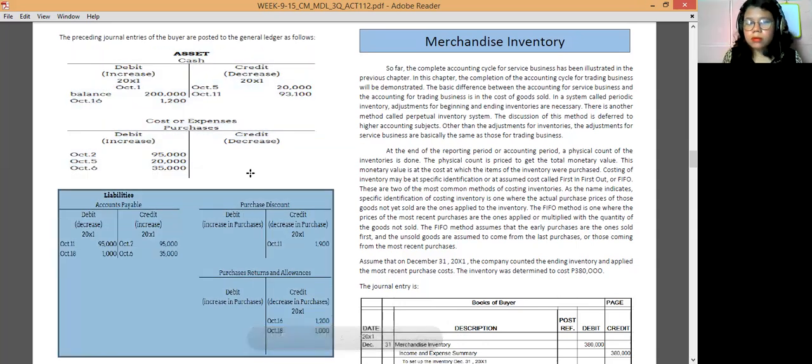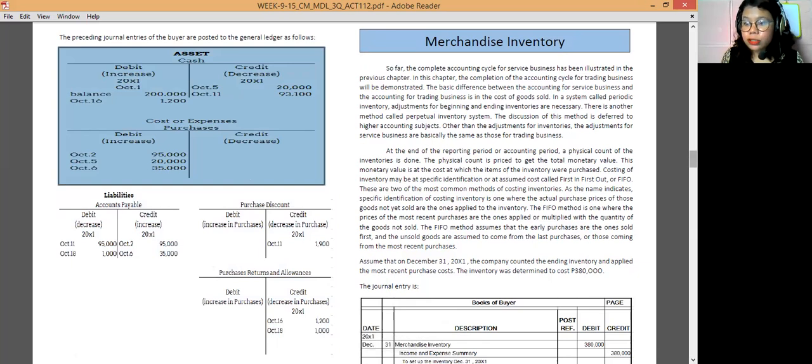So, ito yung nasa journal under our purchases. So, proceed tayo sa merchandise inventory. So, ano ba yung inventory, guys? Importante siya kasi dapat na monitor nyo po yung inventory nyo, para hindi po tayo order ng order. Okay? So, kung may stock tayo, ibig sabihin nun, hindi pa natin kailangan bumili. Okay? Kaya monitor yung inventory.